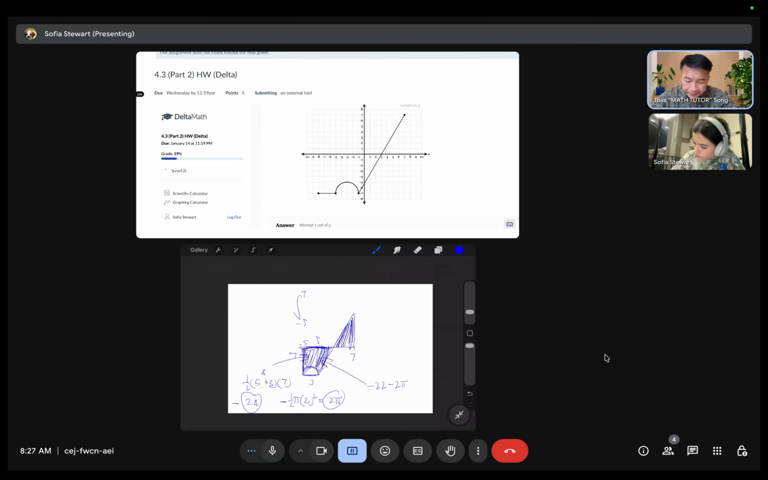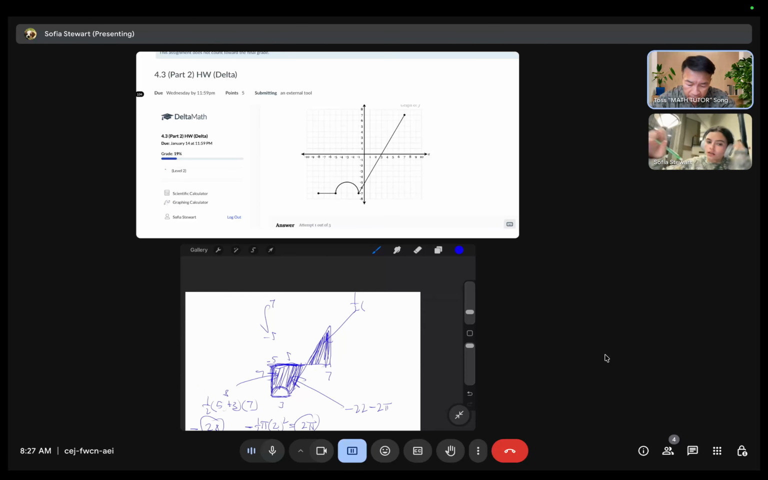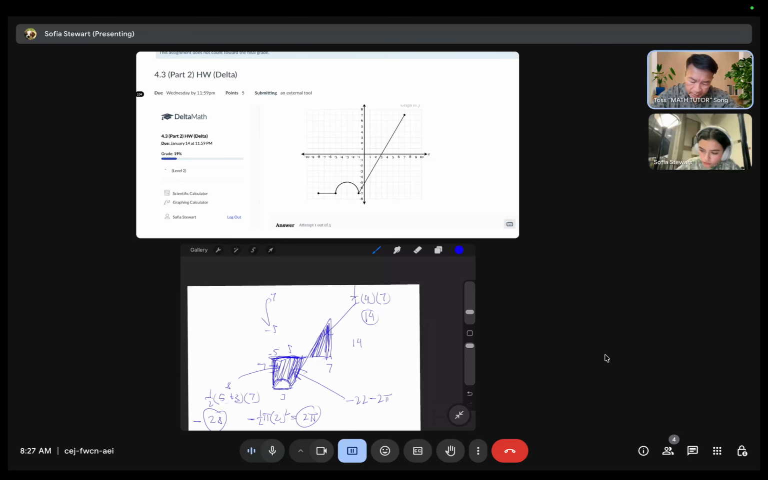And then the top is 1/2 times the base, which is 4 between 7 and 3. Wait, are we doing 7, right? We're from 7 to 5? Yes. So it'd be 4 times the height. It's also 7, I think. 7 to 3, that's 4. Yeah, looks good to me. So it'll be 2 times 7. So it's 14. So if you combine them, it'll be 14 minus 22 minus 2 pi.